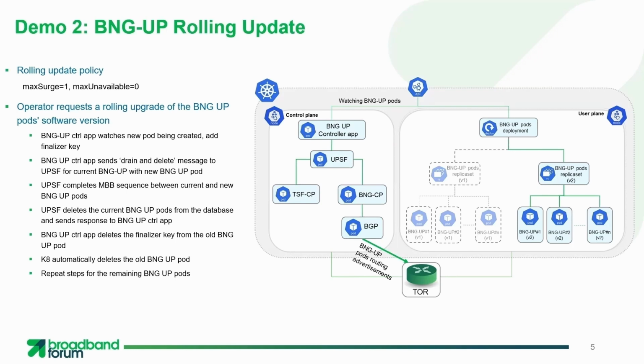Here we configure two parameters for fine-tuning updates. First is the max surge parameter, which is set to 1. This value indicates the number of pods that are created above the desired number of pods during the update process. We choose this value to allow only one BNG user plane pod to be updated at any time. The other parameter, max unavailable, is set to 0. This value indicates the desired number of BNG user plane pods available during the update process.